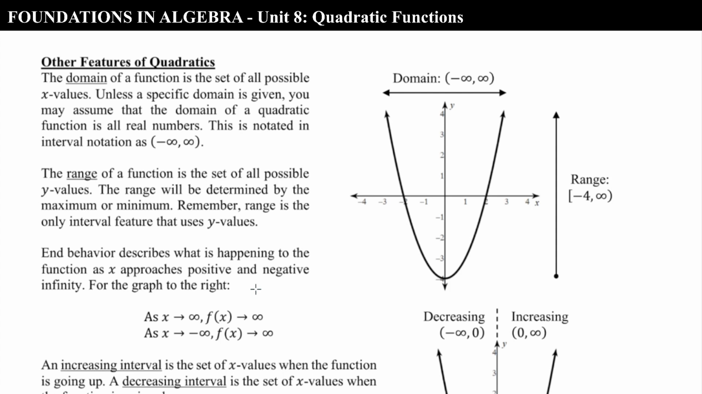Now, end behavior describes what is happening to the function as x approaches the positive and negative infinity. For the graph on the right here, as x approaches infinity, so x being infinity is on the right side, our arrow is pointed upward. So f of x, which is another way of saying y, is also going to infinity because we're pointing up. As x goes to negative infinity, so now we're going to look at the left, f of x goes to infinity on this side as well because, again, our arrow is pointing upward.